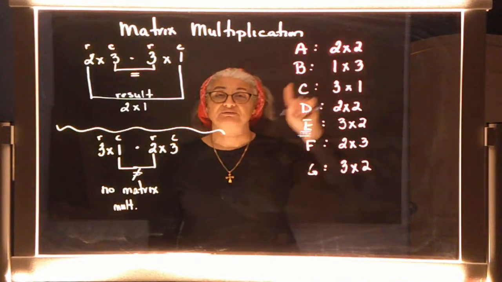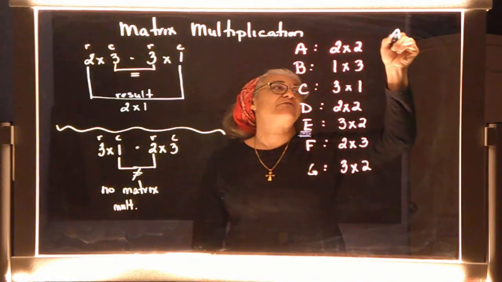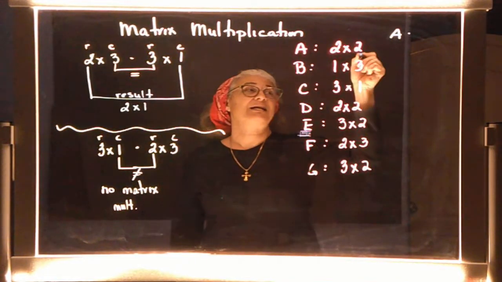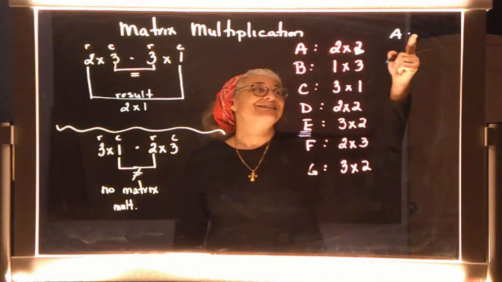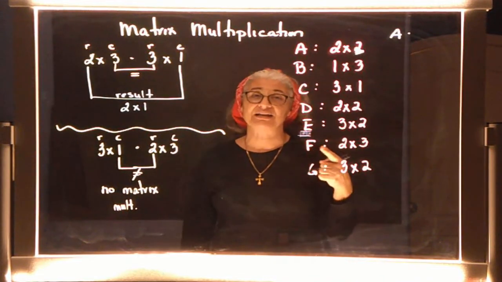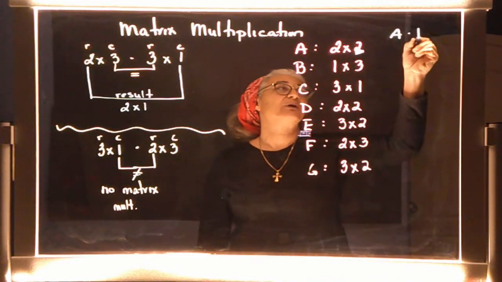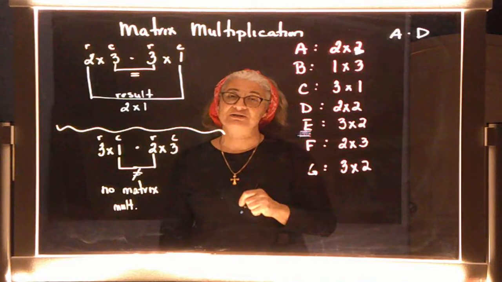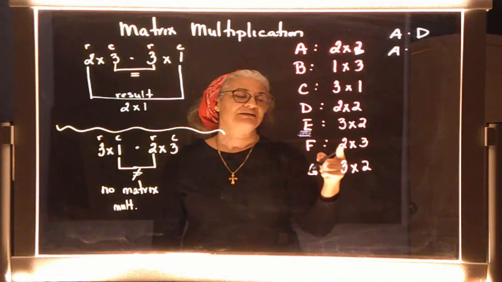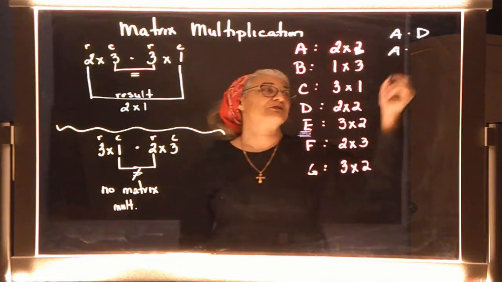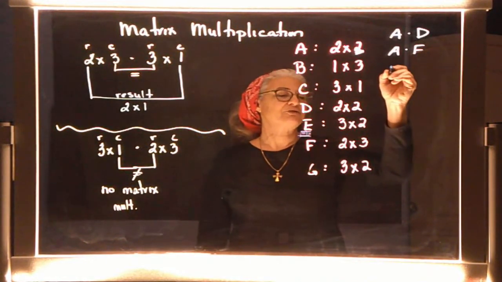Matrix A is a 2 by 2, right? So think about this. If I want to take matrix A first, it ends in a 2, which means whichever matrix I want to take second has to begin with a 2. Well, that would be matrix D, wouldn't it? So I could multiply matrices A and D, couldn't I? But I could also take matrix A and multiply it by F, because F starts with a 2. Right? Okay.